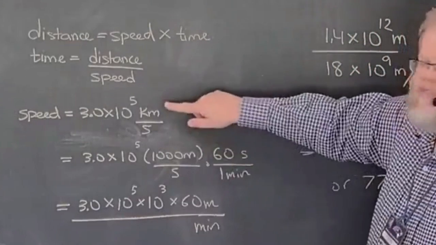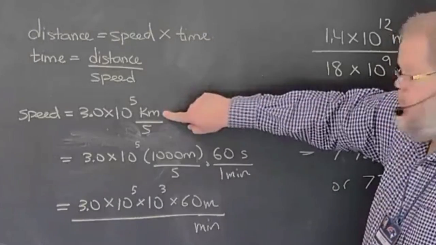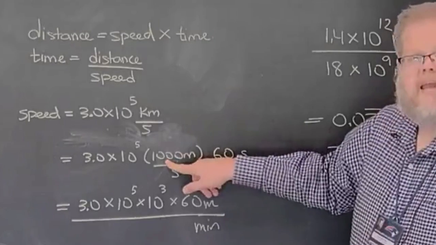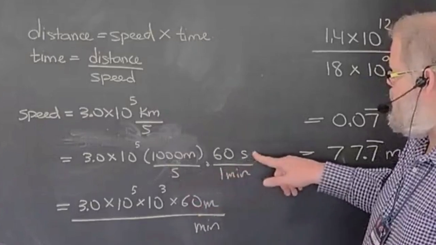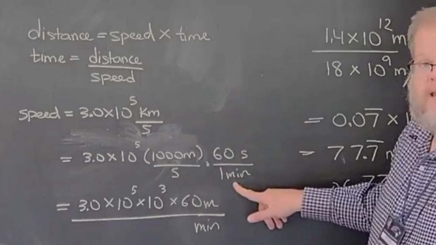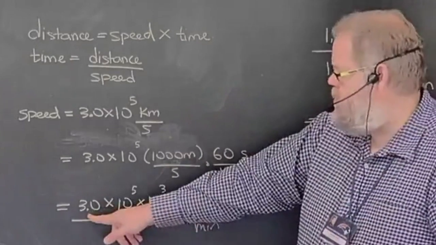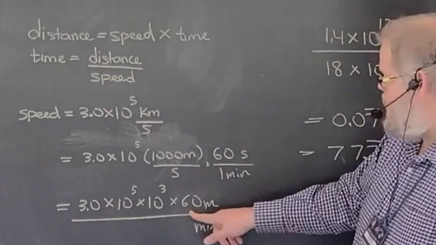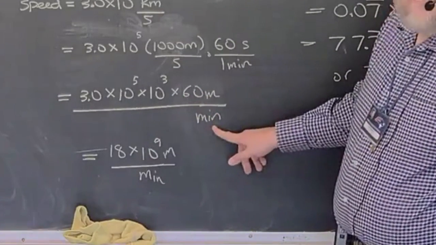Well, 1,000 meters is 1 kilometer. So I can replace a kilometer, the km unit, with 1,000 meters. That's totally justifiable. And 1,000 is the same as 10 to the third power. Now, if I do this conversion here, it takes 60 seconds for 1 minute. So I multiply by 60 seconds over 1 minute. That's a fancy form of 1. The seconds divide out. So I'm left with 3.0 times 10 to the 5th times 10 to the 3rd, that's my 1,000, times 60, which is 6 times 10, meters over minutes.